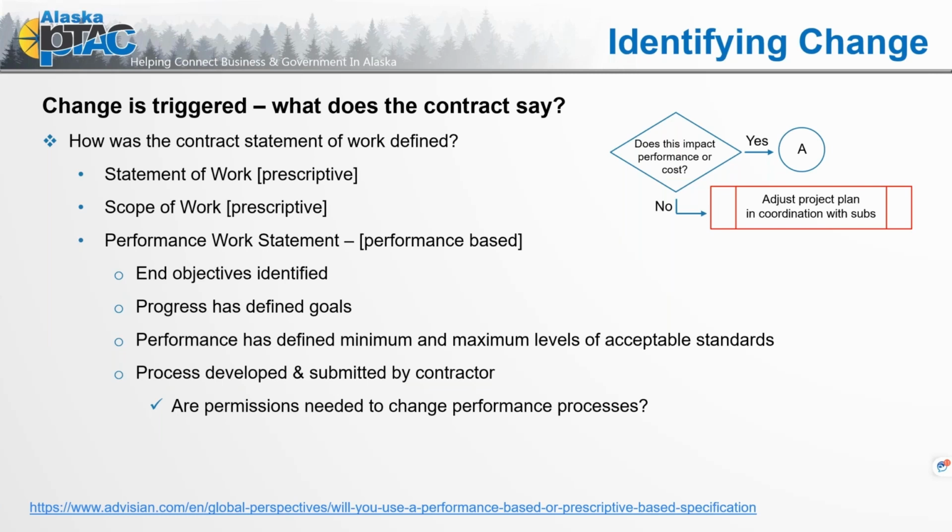Now, if your processes are accepted and after you perform, the agency then determines, no, we really need to change a few things, we didn't really understand, we need to reset the goals and the levels of performance, we need to make adjustments, here's why. Well, okay, now we are back to yes, we do have a change in the contract versus adjusting how we thought we would run the contract. So this type of work statement, whether prescriptive or performance-based, really can have an impact on identifying change.